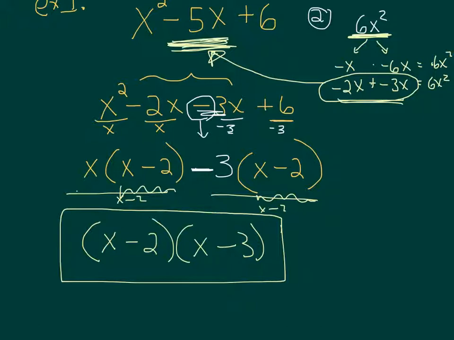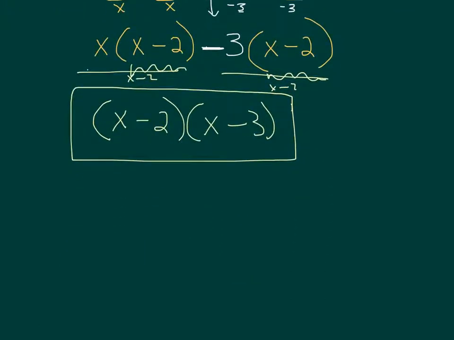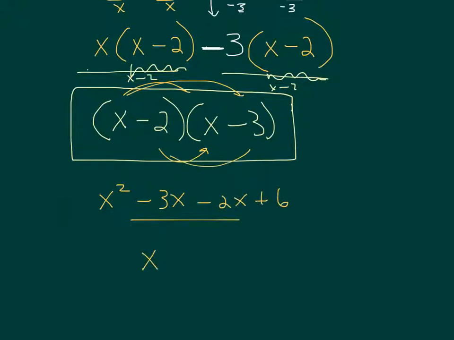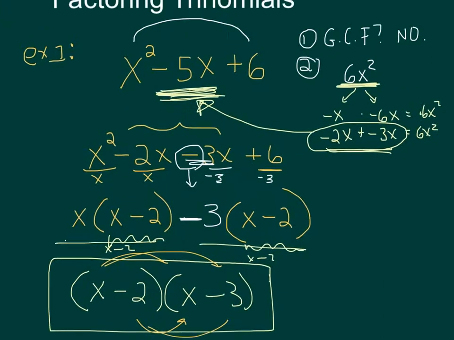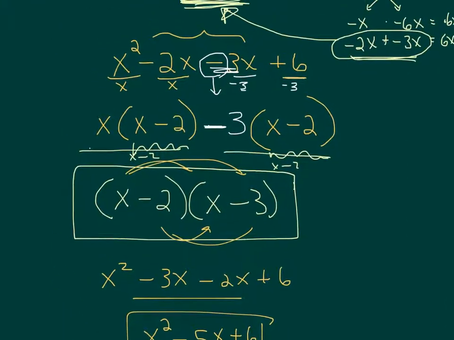I'm going to check my answer, by the way, really quickly. I'm going to double distribute. I'm going to end up with x squared minus 3x minus 2x plus 6. Once I combine like terms, I'm going to end up with x squared minus 5x plus 6, which is my original problem. So this is factored form.